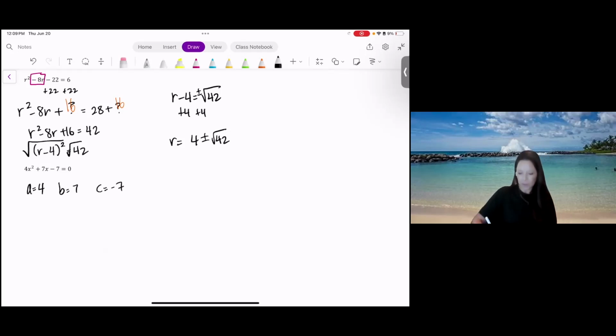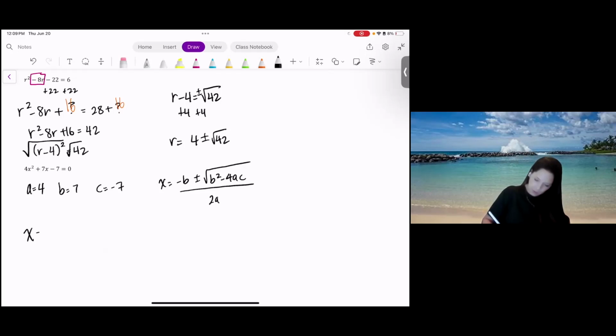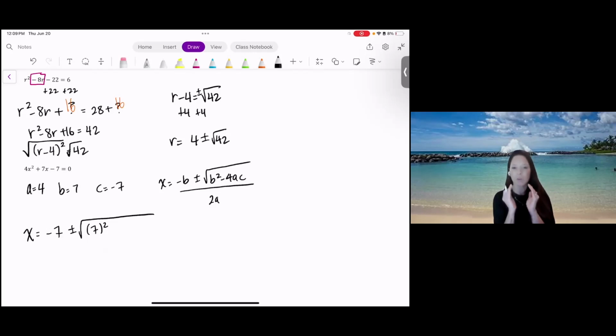I'm going to rewrite the formula. X equals opposite B plus or minus the square root of B squared minus 4AC all over 2A, and substitute in the values that I have. X equals negative 7 plus or minus the square root of 7 squared. I always put parentheses there because if you have a negative, you want that negative to be squared in your calculator if you're using one. Minus 4 times negative 7 all over 2 times 4.